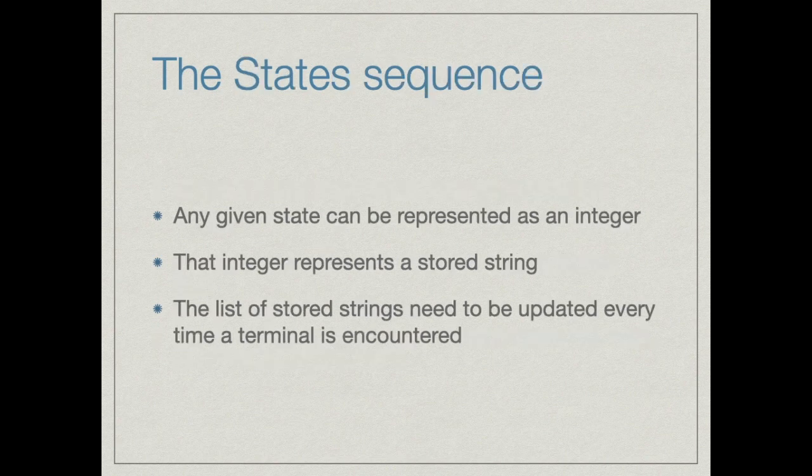We also have the idea of the states sequence. A state in JayParser is a number, an integer, which itself represents a stored string, which I shall call the state string. Specifically, it is the index of that stored string in a sequence of all possible state strings. These state strings represent the part of the input string which is yet to be parsed. This sequence of state strings also needs to be updated as the Earley tree is created, with the new state string being added every time a terminal symbol correctly matches the current state string.